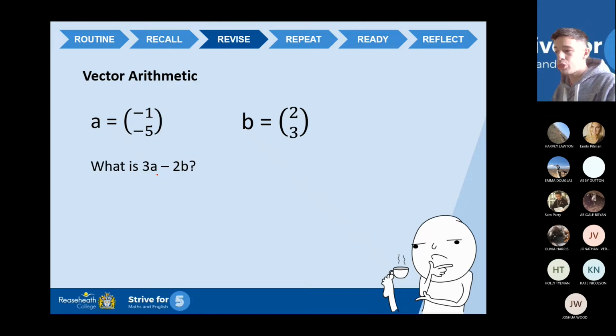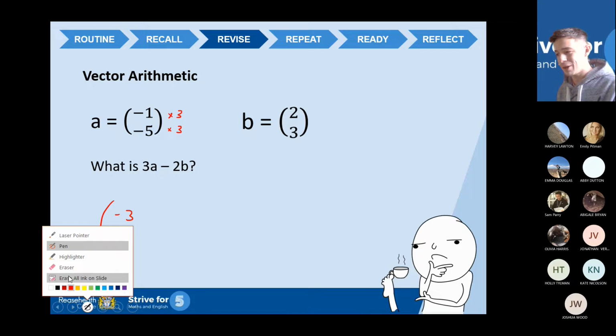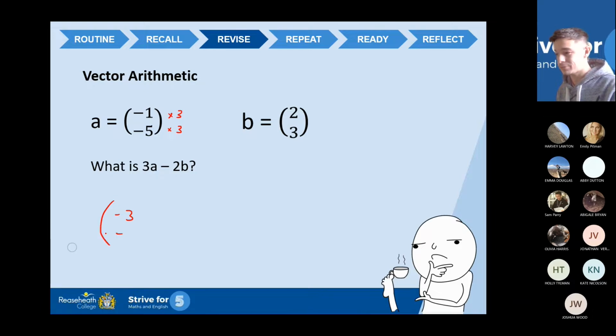So this one, it says 3a. So I need to times this by 3, and then that one by 3. So let's do that now. I've got minus 1 times 3, which would give me minus 3. Minus 5 times 3 is minus 15. That's my new vector.